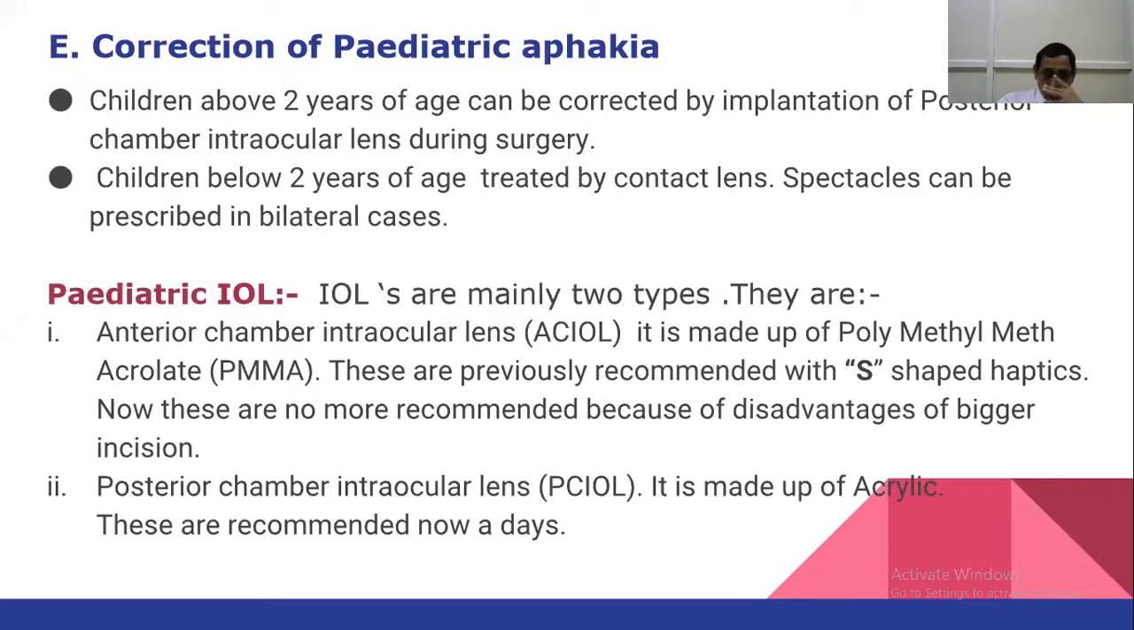Pediatric IOL. Intraocular lenses are mainly of two types: anterior chamber intraocular lens and posterior chamber intraocular lens. Anterior chamber intraocular lens is made of PMMA, polymethylmethacrylate. They were previously recommended with S-shaped haptics. Now these are no longer recommended because of major disadvantages. Posterior chamber intraocular lenses are made of acrylic. These are recommended nowadays.